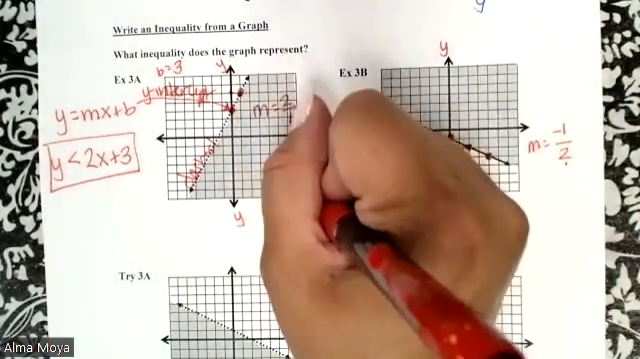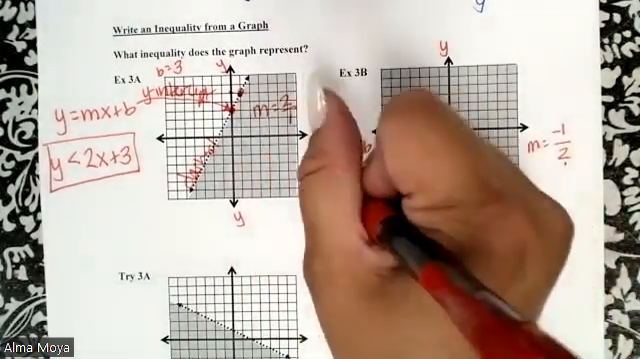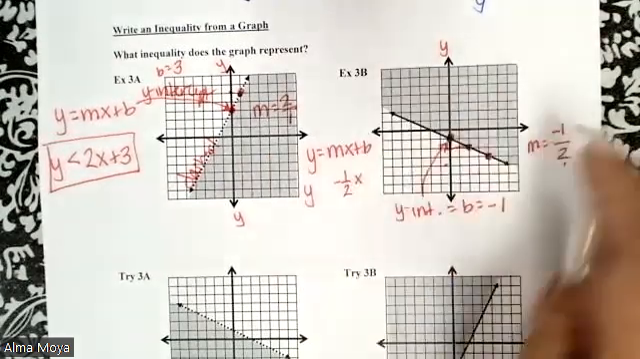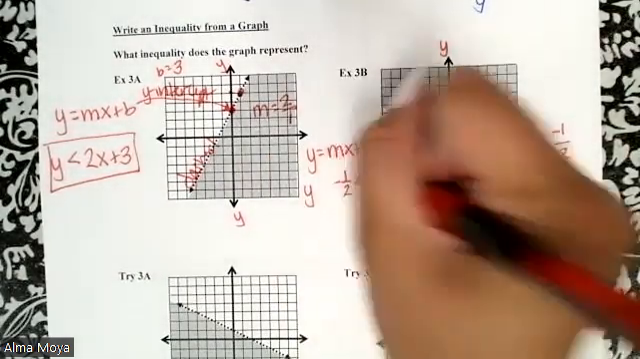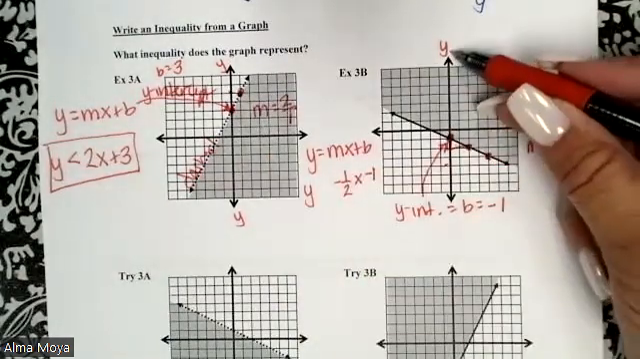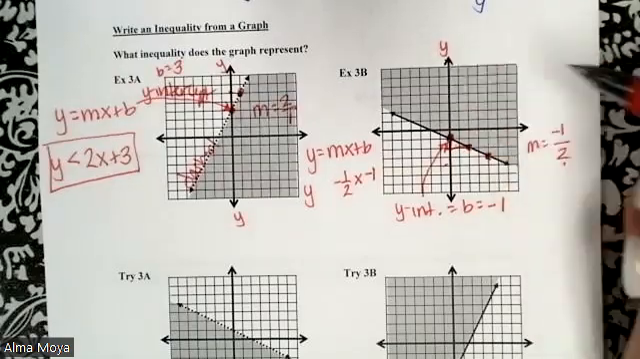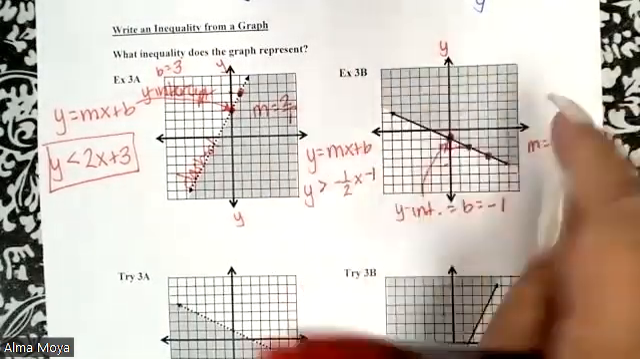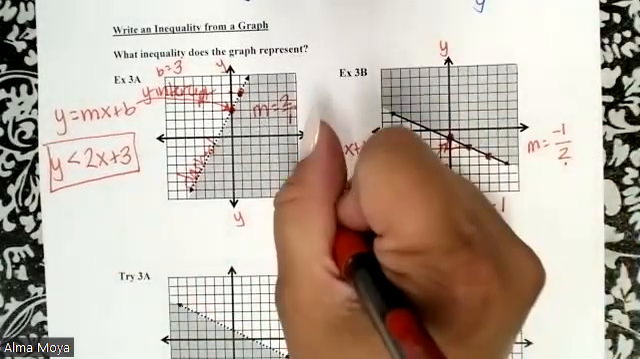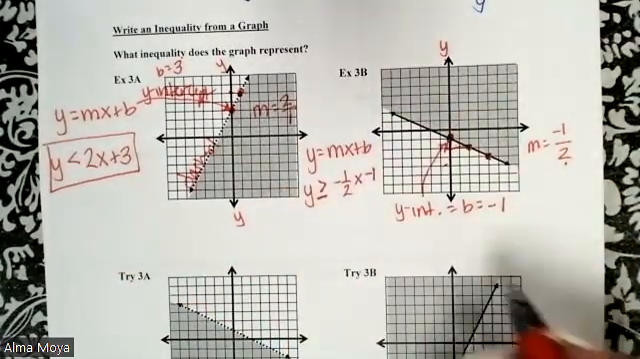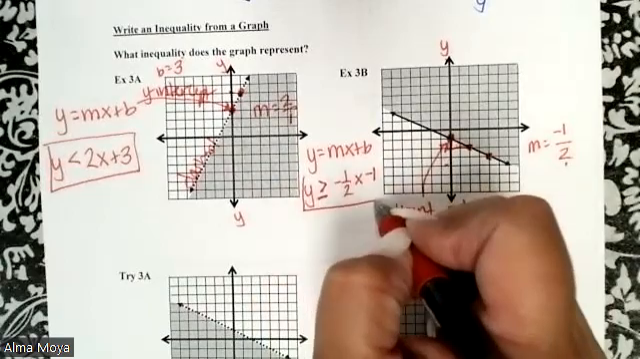So right here, you're going to have y. The m is going to be a -1/2 x. The b is going to be a -1. Now you are shading above the graph. Above means the greater than symbol. And because that is a solid line, I want the line on the bottom.